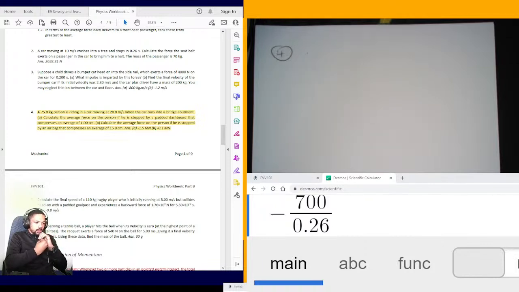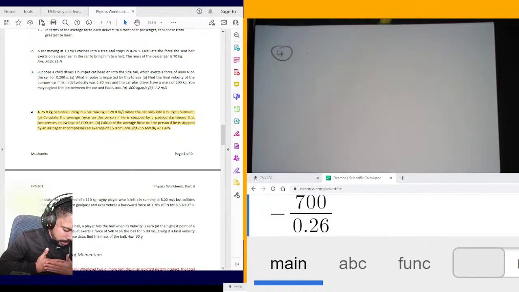You have an initial velocity of 20 meters per second. You travel 1 centimeter, and you want to know what the final velocity is after that 1 centimeter of travel. You come to a stop after that 1 centimeter of travel. Let's say this is the dashboard. You hit the dashboard, and you come to a stop. You started from 20 meters per second, and you come to a stop after the dashboard is crumpled by 1 centimeter.